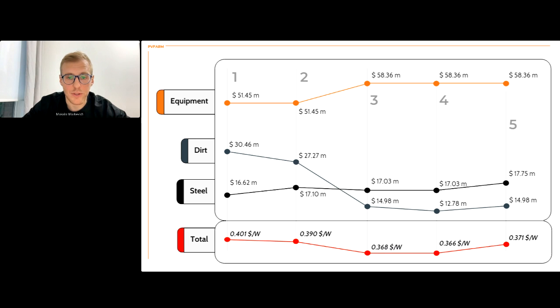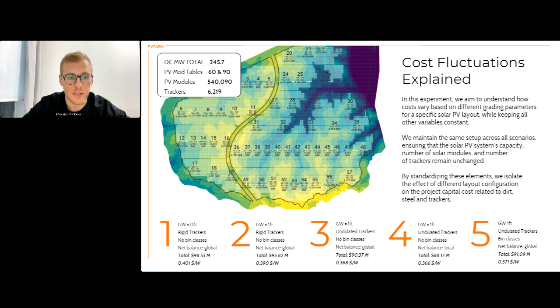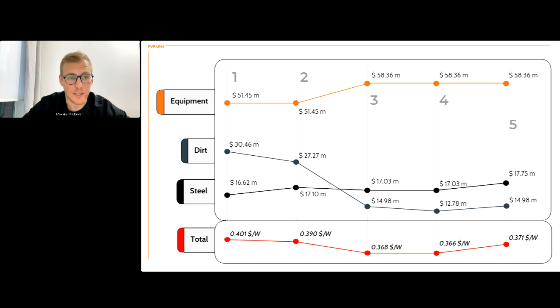So if we go back for a second, we'll see that option number 1 is different from option number 2, simply because of the gradient window. We can see on the second slide that, because of the gradient window, the dirt went down from 30 to 27 million, but steel still went slightly up. While having the same cost of trackers, simply because we use the same amount of them, the total cost, or dollar per watt, as you can see for the second option, is much better, right?